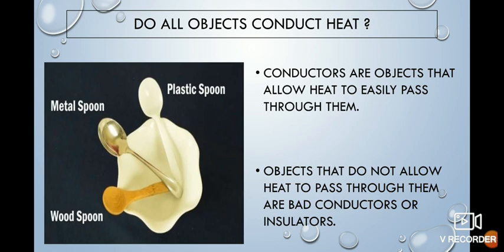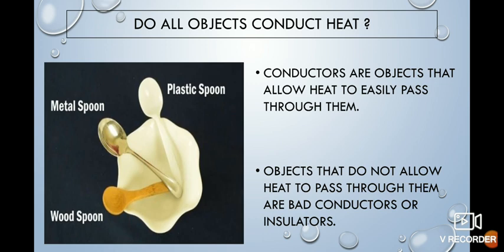Now the next question arises is, do all objects conduct heat? Let us understand with the help of this picture. What do you see in the picture? You have a bowl in which I have poured some hot water and I have left 3 spoons there. You see a wooden spoon, you see a metal spoon, and you see a plastic spoon. Which do you think will get heated? Yes, you guessed it right. The metal spoon. Do the wooden spoon and the plastic spoon show a rise in temperature? Do they get heated? No. It means that all the objects do not conduct heat, do not allow heat to pass through them.